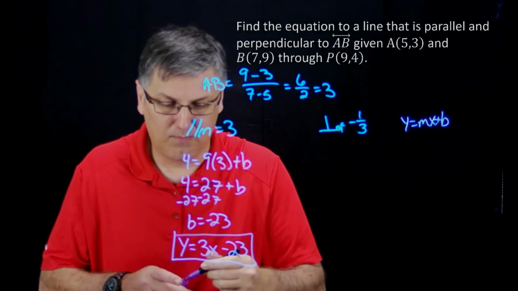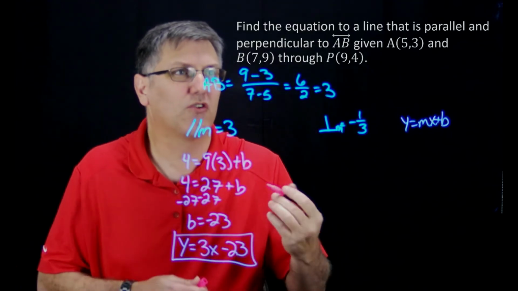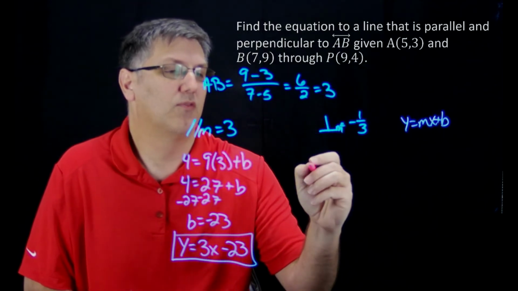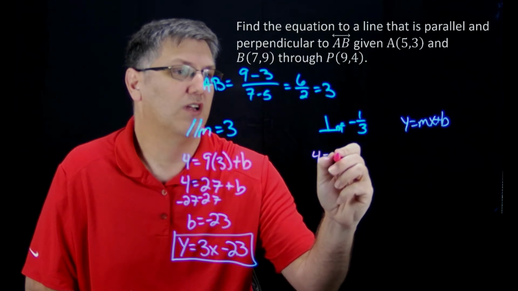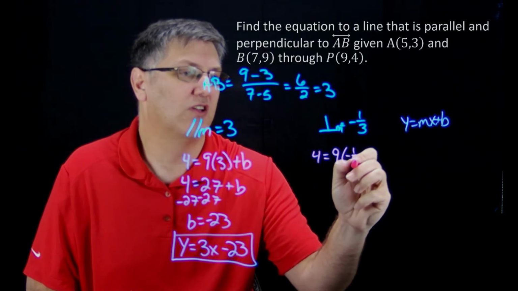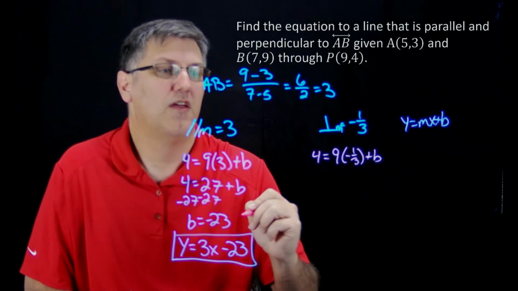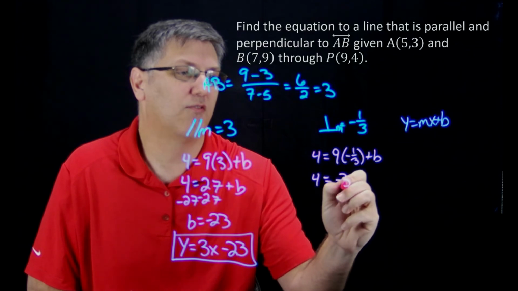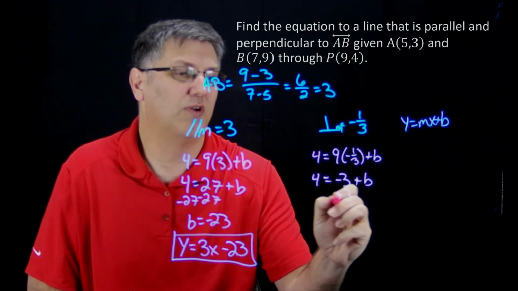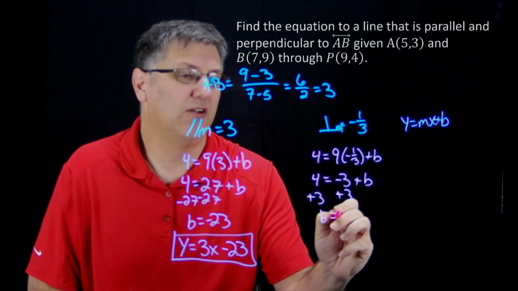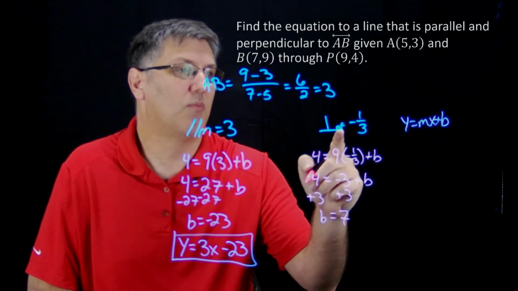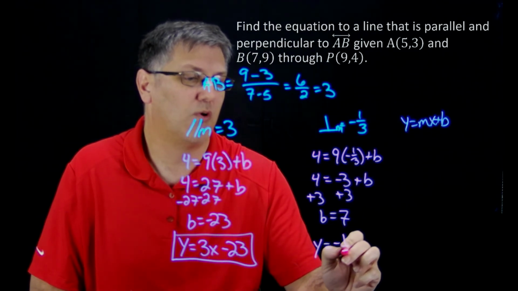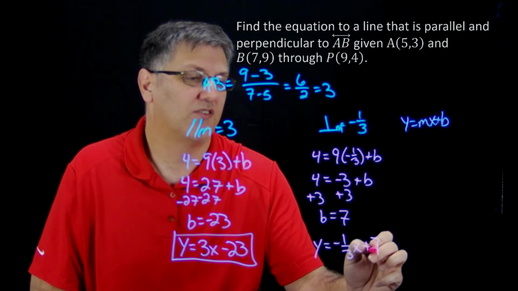All right, so let's do the perpendicular. It's going to be the same idea. I am going to use the same y and x from point P. So I'm going to do 4 equals 9 times my slope, which is negative 1/3, plus b. 9 times negative 1/3 gives me negative 3, so 4 equals negative 3 plus b. I'm going to add 3 to both sides, and I get b equals 7. Now I know my b and my m, so I plug it back into slope-intercept form and get y equals negative 1/3 x plus 7.